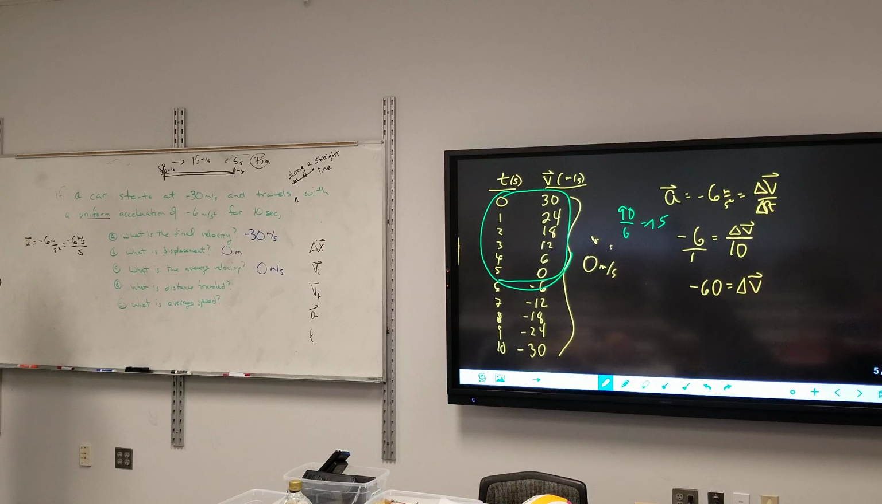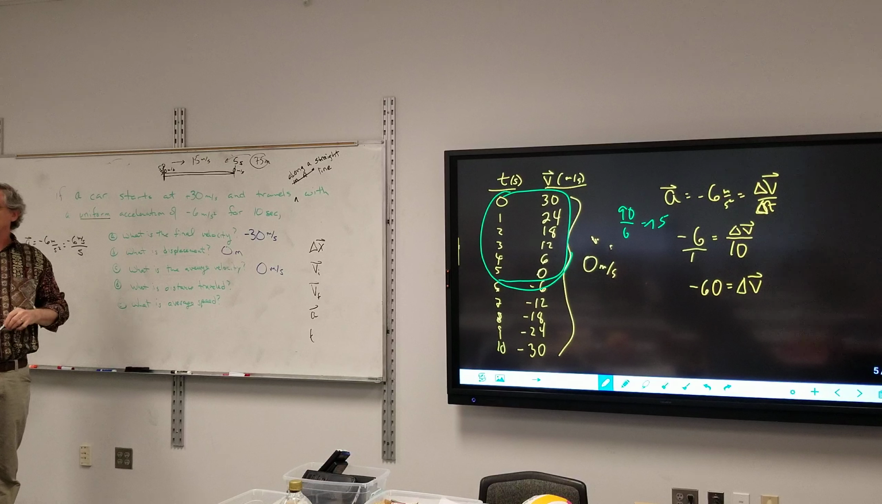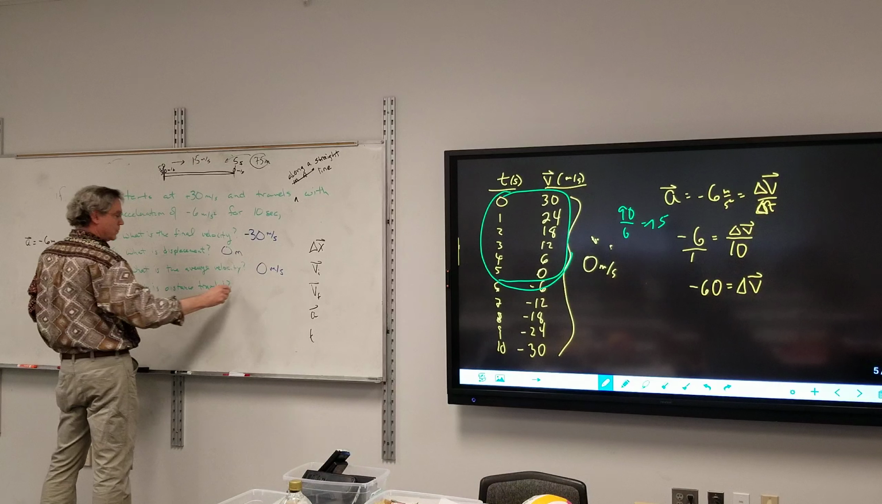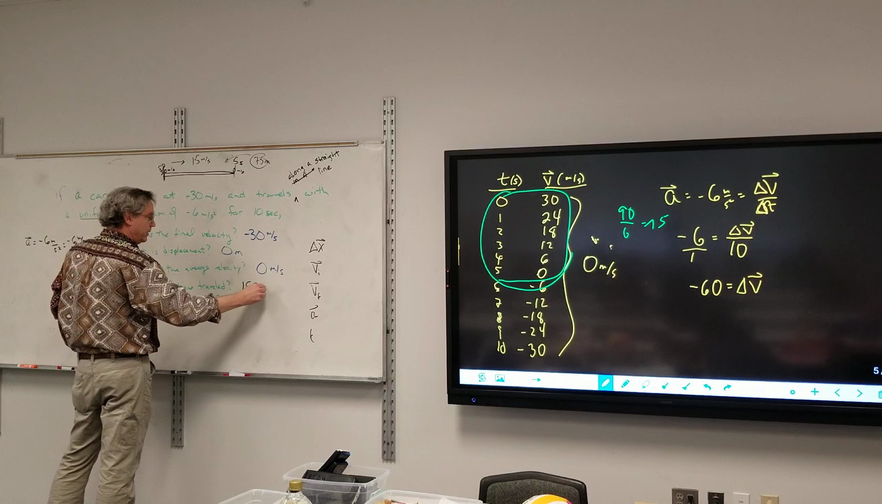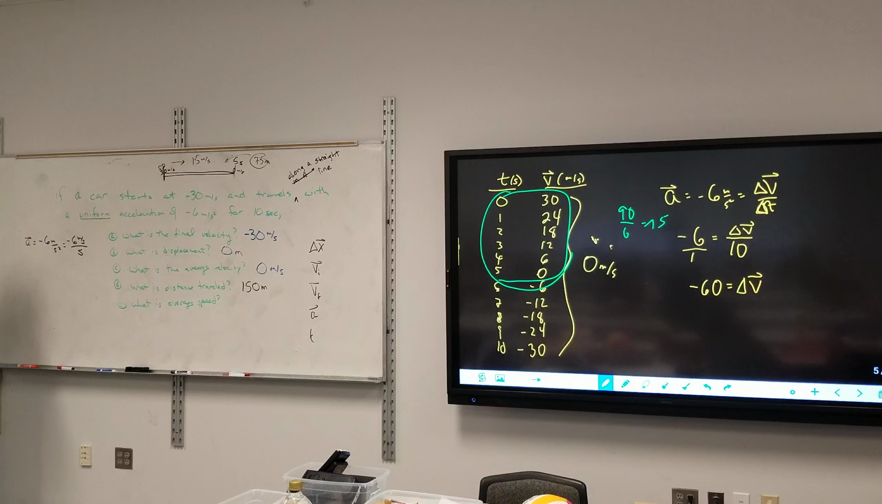How far do I travel in the second 5 seconds? 75. So what is the total distance traveled? 150 meters. Yes. And what is the average speed? 15 meters per second. Yep.